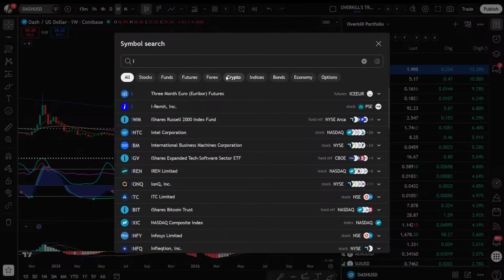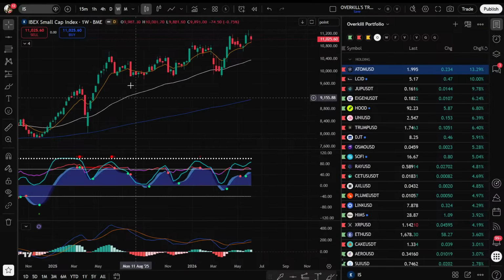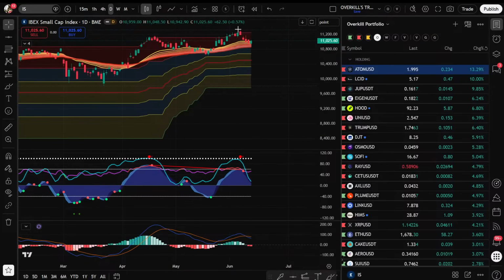IS from Alan. We would be taking profits on IS here, brother. Up here in the red zone, we're taking profits. Red dot in the red zone is where we sell.